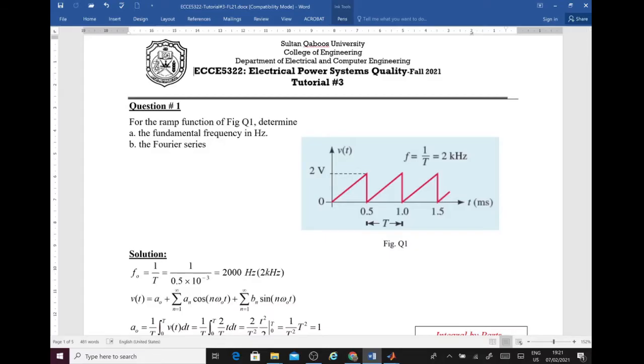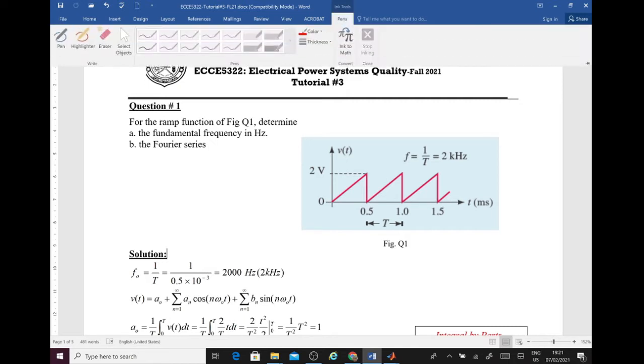Bismillah ar-Rahman ar-Rahim. This is tutorial number 3, and we have 3 questions in this tutorial. Let us start with question number 1. It says that for the ramp function shown in this figure, determine the fundamental frequency in hertz and then find the Fourier series.